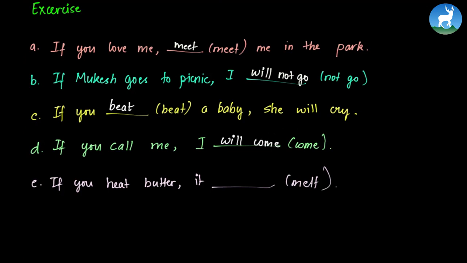If you heat butter, it blank melt. Now this is the type 0 condition where we have general truths. So if the sentence is in simple present, we need to have the main clause in simple present too. So if you heat butter, it melts. And this is the general truth which falls under type 0.